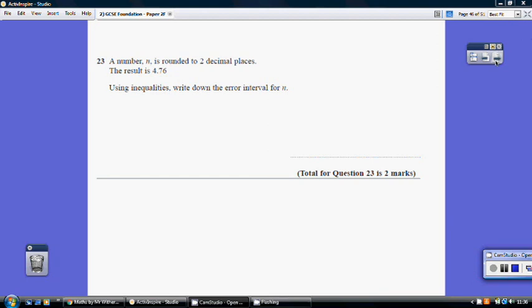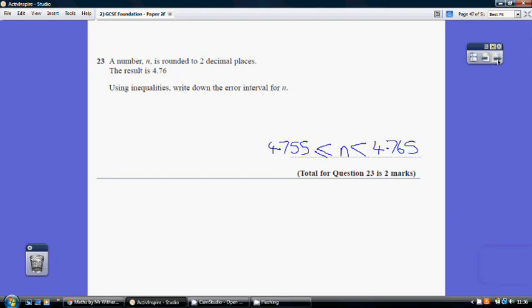So rounded to 2 decimal places, we get 4.76. So our upper bound is going to be 4.765. And our lower bound is going to be 4.755. Now we do round up when it's 4.755. That's why we've got n being greater than or equal on the left. But actually at 4.765 we would round up, we would not round down. So with that one we must have the inequality sign being less than, not less than or equal.